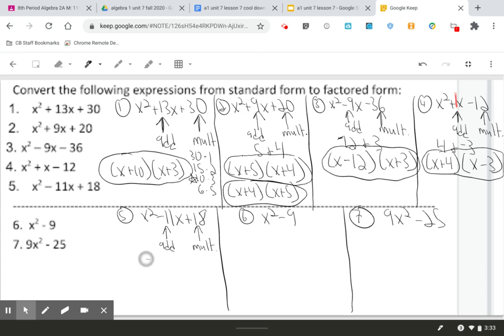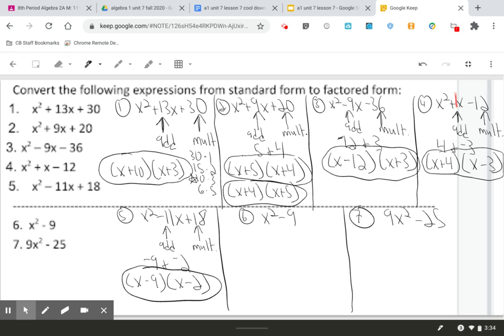So my two numbers are going to be -9 and -2. If you don't believe me, check and make sure it works. -9 plus -2, is that equal to -11? Yes. Is -9 times -2 equal to +18? Yes. So my two factors are x minus 9 and x minus 2.